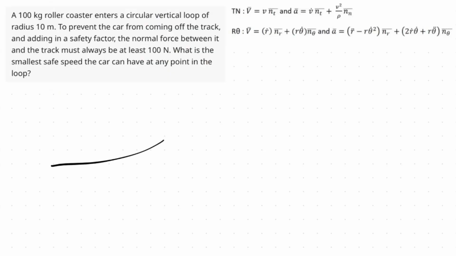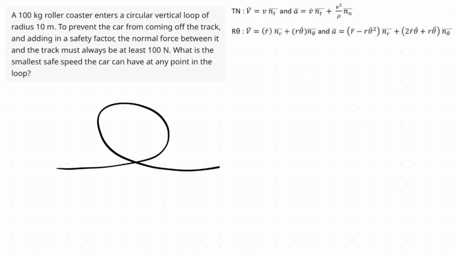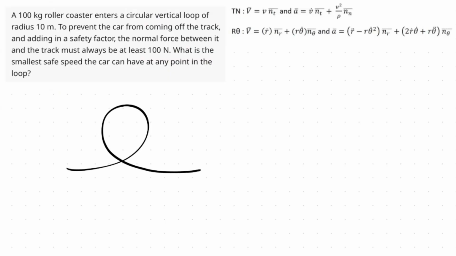I'm going to do my best to draw a loop. That looks kind of dumb. Okay, that's not bad. So like a loop-de-loop in a roller coaster. Then we were told a couple things: that this thing is circular and that the radius is 10 meters. And at the topmost point, when it's on the loop, it must have at least 100 newtons, right? So let's examine just the top point here.